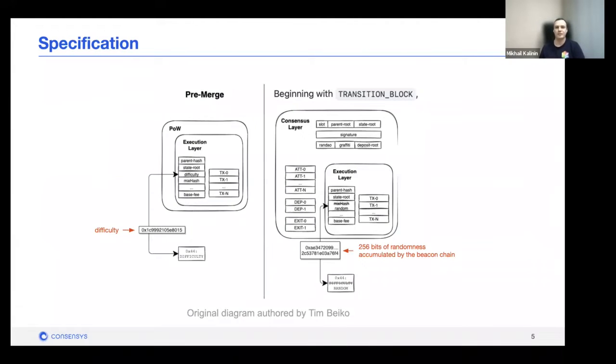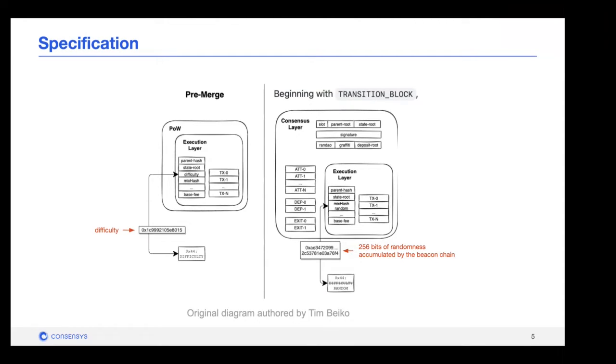So the specification is pretty straightforward, and it can be outlined in just one slide here. Thanks to Tim Beiko for the original diagram. On the left side, we can see what happens in the current mainnet before the merge. There is the difficulty opcode that returns the value of the difficulty field, which is in the proof of work blocks today. And what's on the right will start happening post merge, literally beginning with the transition block. The execution layer payload, or execution layer block, will contain 256 bits of randomness in the mixHash field.